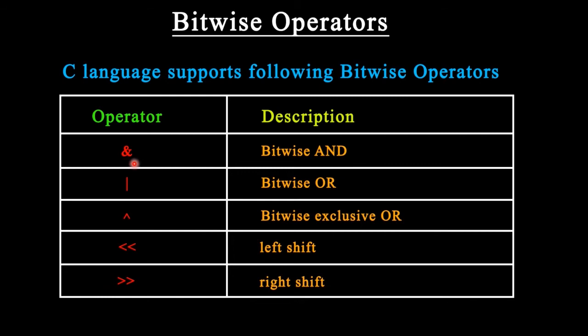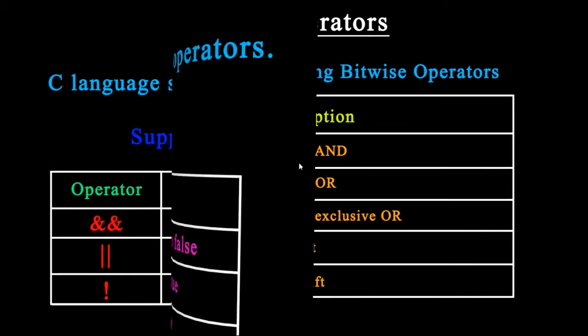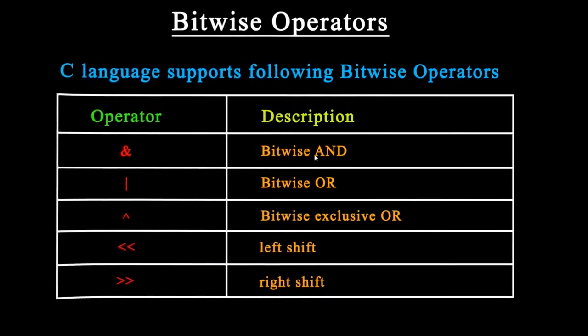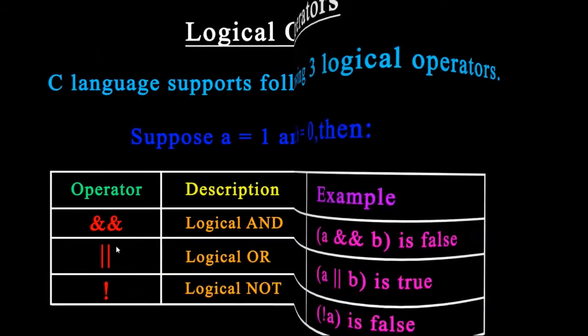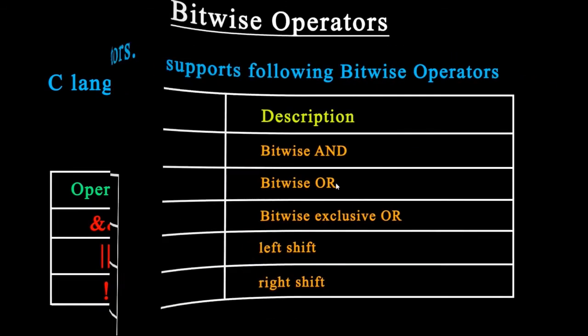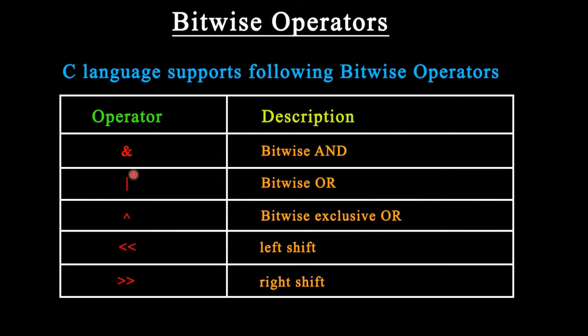So this is a single ampersand. This single ampersand means bitwise AND. In the logical operators, we were using a double ampersand, which means logical AND. Here in bitwise operators, we use a single ampersand to represent bitwise AND. Similarly, the bitwise OR. In the logical operator, we were using a double pipe sign that represented logical OR. Here in the case of the bitwise operator, a single pipe means bitwise OR.